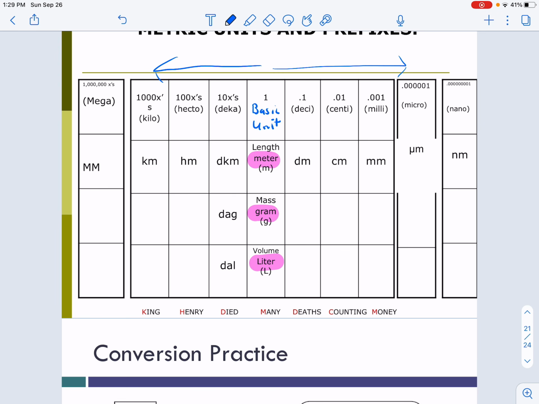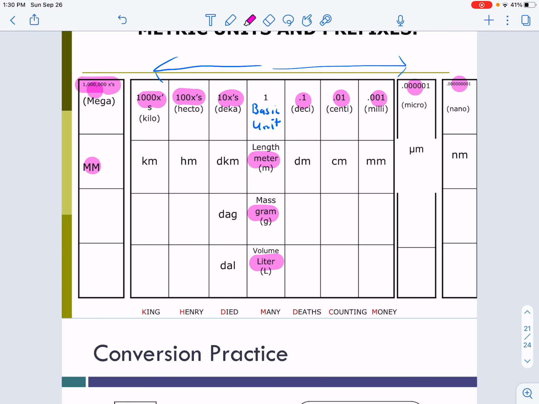And so we notice already the prefixes for the meter already here. We have a megameter, which is 1,000,000 times the size of a meter. So if I took 1,000,000 meter sticks and put them together, that'd be a megameter. Or a kilometer is 1,000 of them. A hecto is 100, deca is 10. A deci is 1/10 or 0.1. A centi is 0.01 or 1/100th. A milli is 1/1000th. A micrometer is 1/1,000,000th. And then a nanometer, 1/1,000,000,000th of a meter. So very, very small amounts.